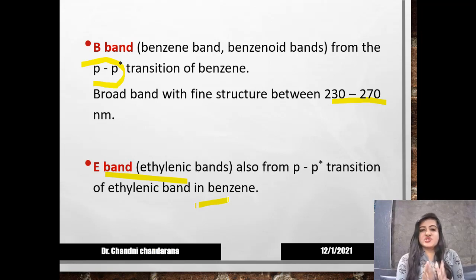So whenever we take UV, from the structure of the compound we can understand which kind of transition is going on. This is the basic principle of UV.